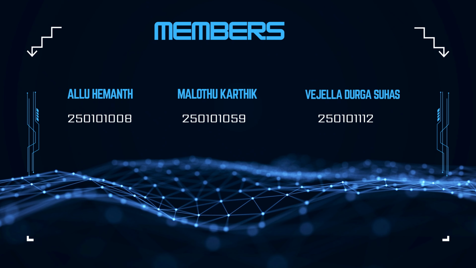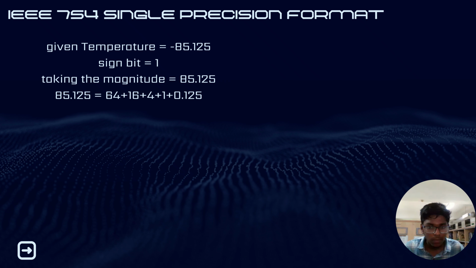Here E is the true exponent, but IEEE format has the biased exponent, where biased exponent equals true exponent plus 127. Here significand means 1 plus mantissa. The given temperature in the question is minus 85.125. Since the given number is negative, the sign bit is 1. Taking the magnitude, the given temperature will be 85.125.